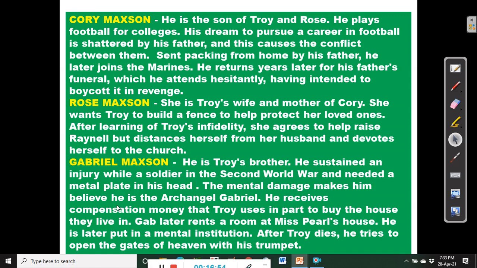Now, the next character is Gabriel Maxson. He is Troy's brother. He sustained an injury while he was a soldier in the Second World War and needed metal plate surgery in his head. The mental damage done to his head makes him believe he is the Archangel Gabriel. I mean, there is a kind of mental derangement. He receives compensation money that Troy uses as part of the money he used in buying the house they live in. Gabriel later rents a room at Miss Pearl's house. He is later sent to a mental institution. After Troy dies, Gabriel tries to open the gates of heaven with his trumpet. So we can see the kind of character that Gabriel is. Of course, he has a mental problem, and that is the reason why he behaves the way he behaves.